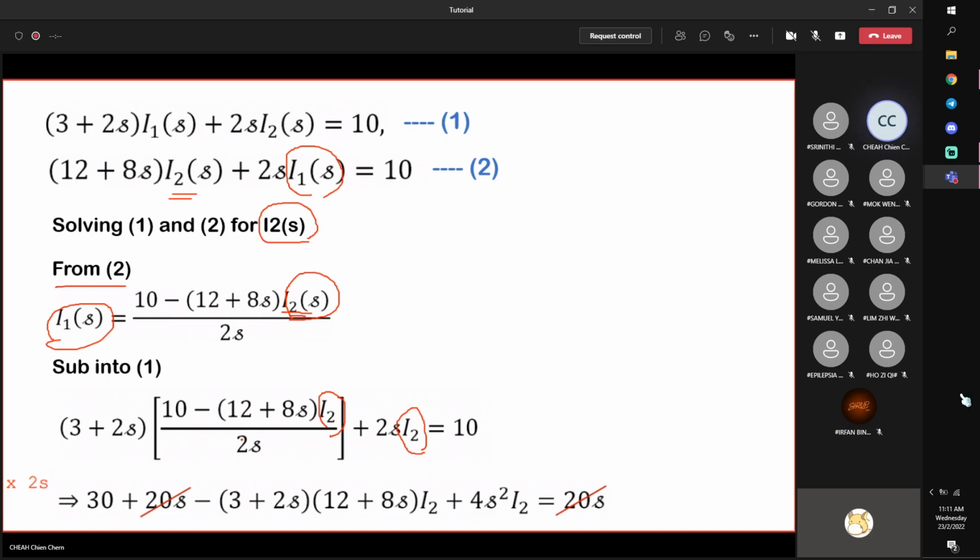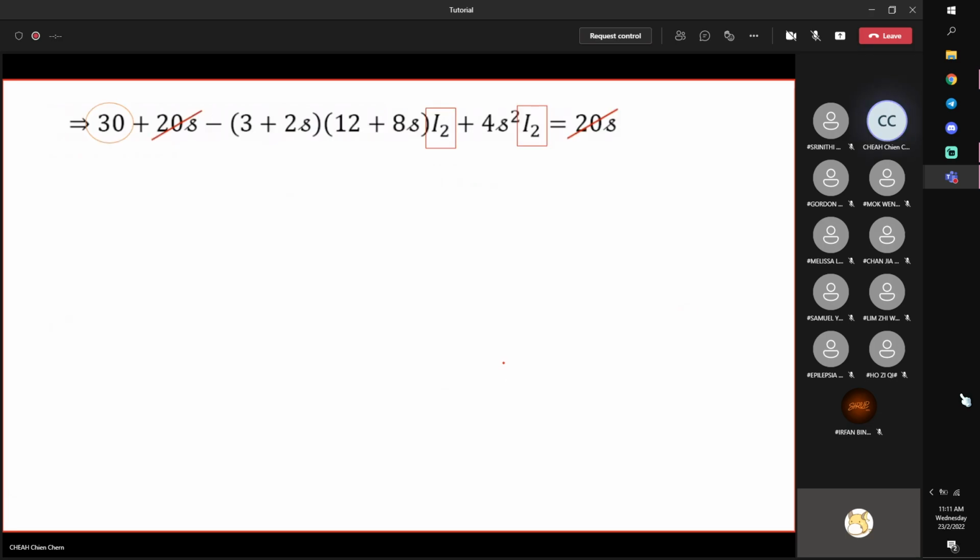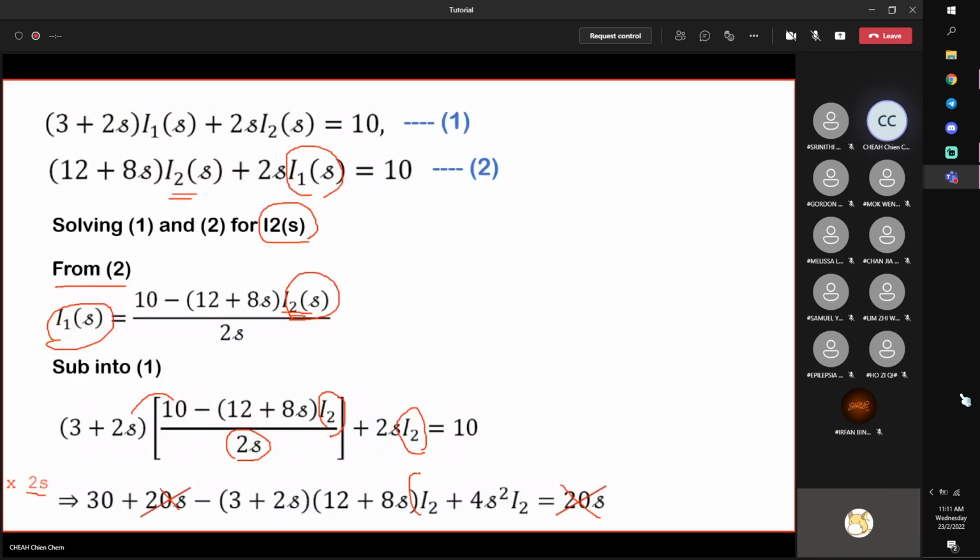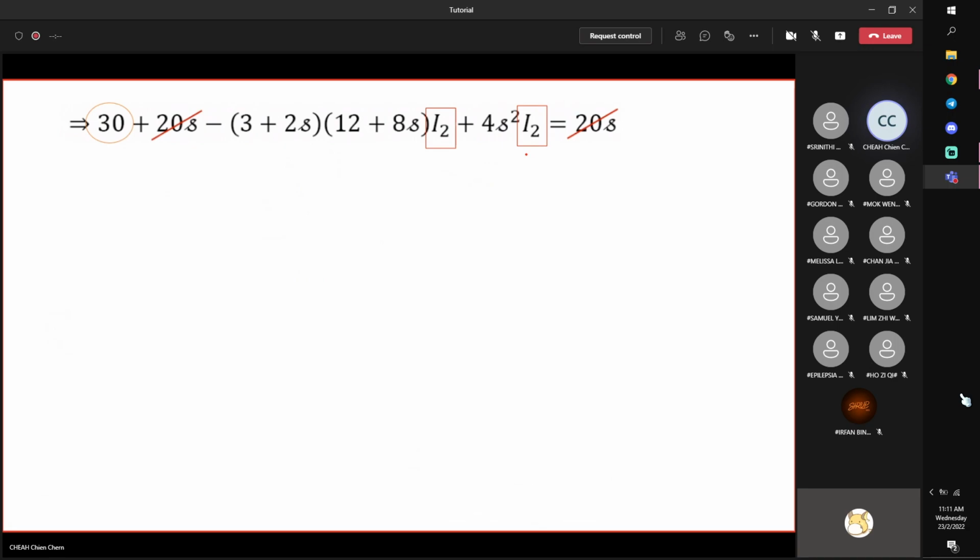Okay, here, I'll get rid of this denominator first by multiplying by 2s on both sides of the equation. So on the right hand side, I'll get 20s. And this 20s happens to be the same as this multiplied by this, so they can be cancelled out. Okay, and after that, just group all the I2 together. And here you have I2. You can group them together.